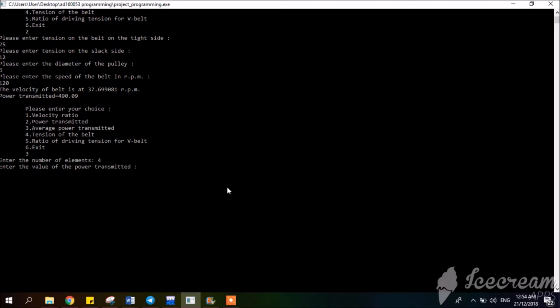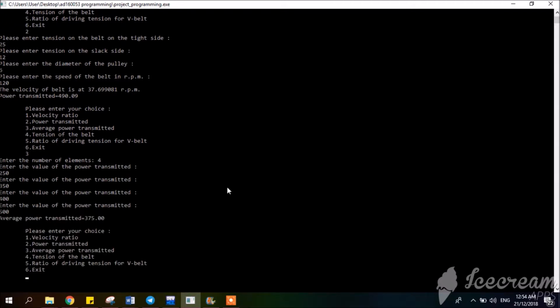The first element I put 250. The second element I put 350. The third element I put 400. And for the last element, the fourth element, I put 500. So here comes the average value for the 4 values that we entered just now. The answer for the average power transmitted is 375.